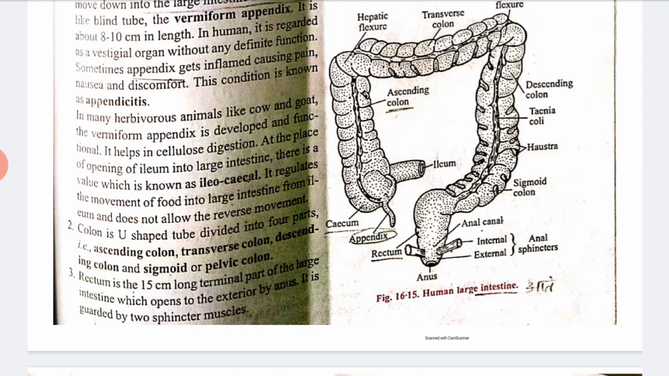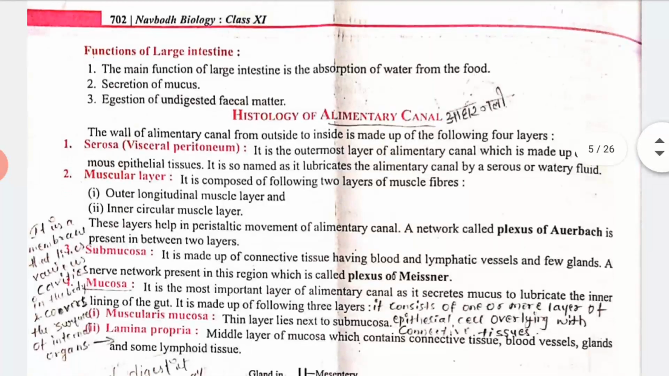Now the main function of the large intestine is absorption of water from the food. Next is the secretion of mucus, which is done in the large intestine. Then egestion of undigested food, known as fecal matter, is also done in the large intestine. So here we have discussed the functions of the stomach, small intestine, large intestine, esophagus and pharynx.